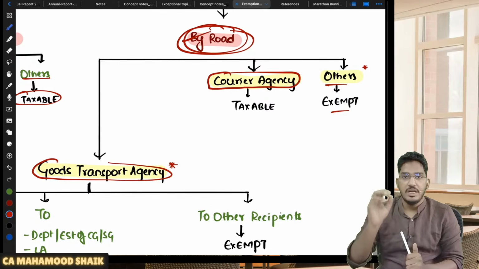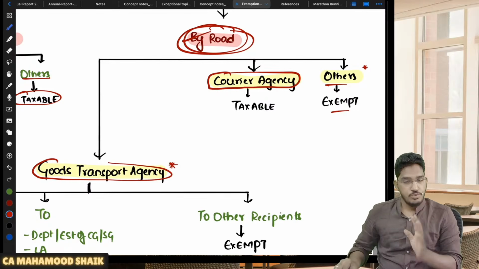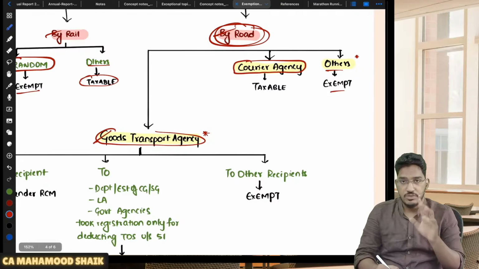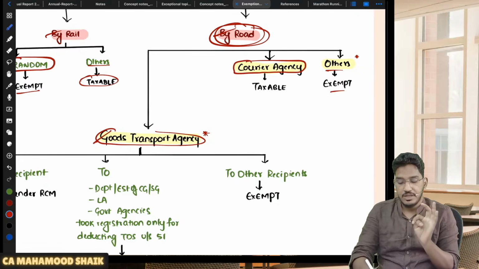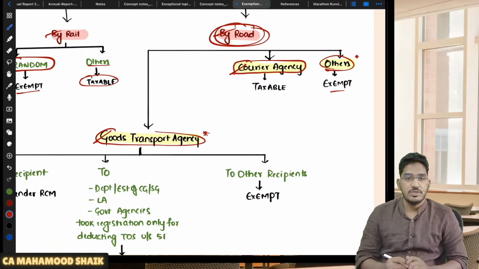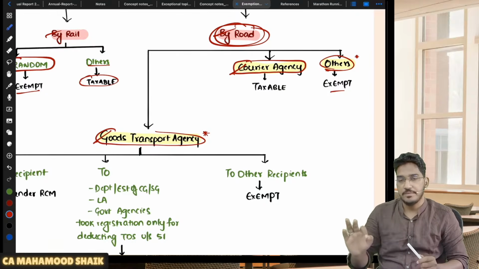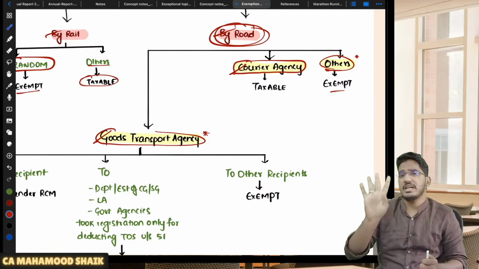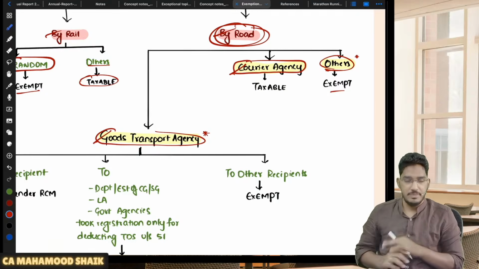Listen carefully. In case of transportation of goods through road, if that goods transportation services are provided through goods transport agency, then taxability will come. If that transportation of goods is provided through courier agency, then also taxability will come. If anybody else is providing the transportation of goods by road, then it will generally be exempted. Like for example, individual truck driver, individual tempo driver, which is not a GTA. What is GTA? The person who is engaged in transportation of goods and who issues a consignment note. Those people we call GTA.